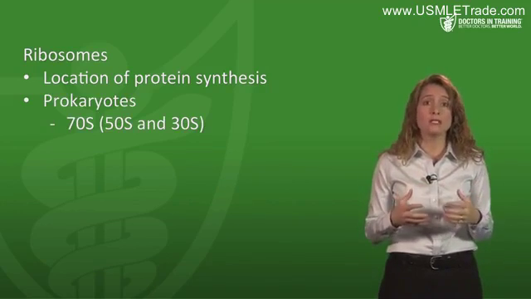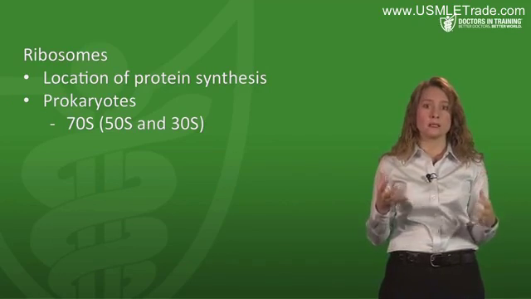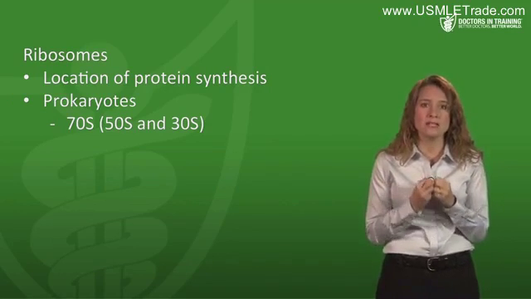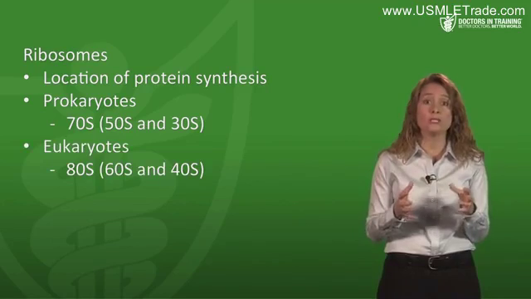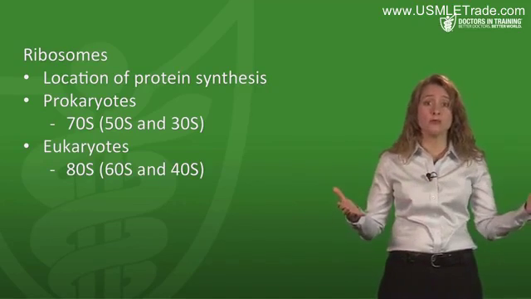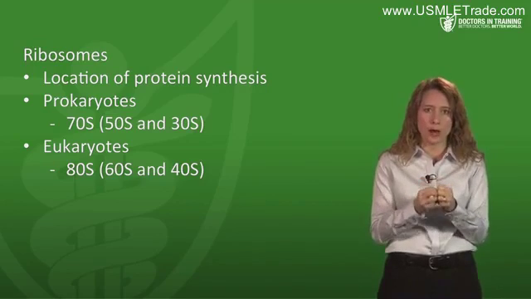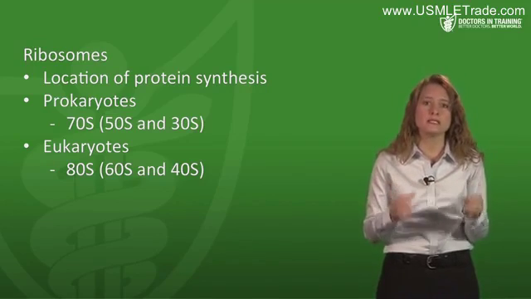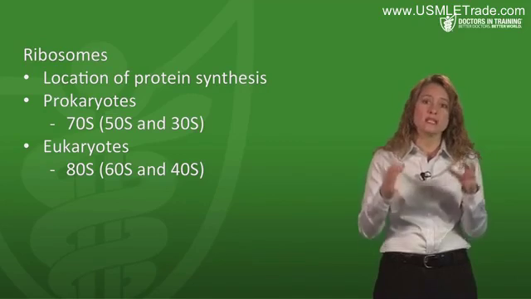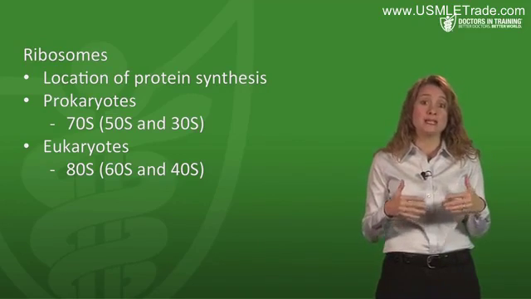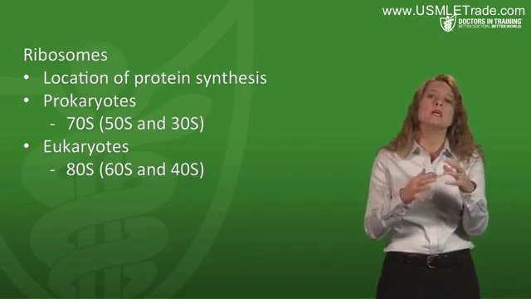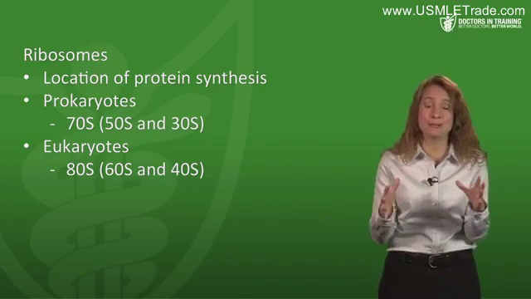Bacteria are prokaryotes that have a 50S and a 30S subunit, which come together to make a 70S ribosome. Eukaryotes, like us, have a 60S and a 40S ribosome subunit that come together to make an 80S ribosome. The S refers to sedimentation coefficient. That is a measure of how rapidly these ribosomes sediment out in a solution. So don't spend too much time trying to get these numbers to add up.